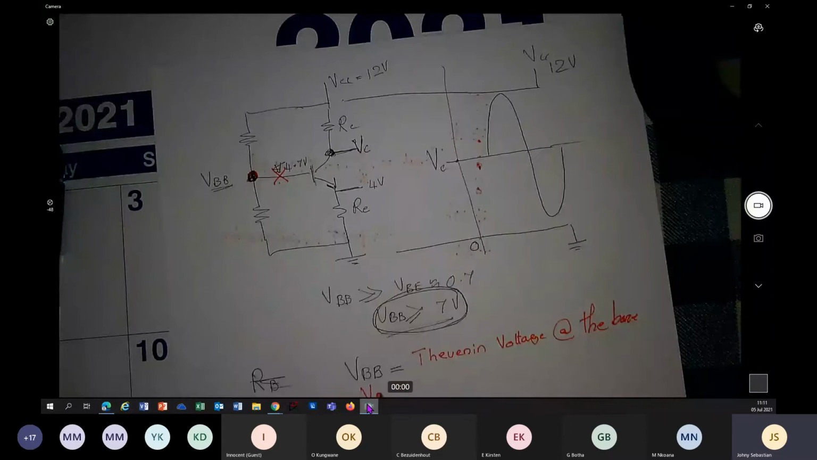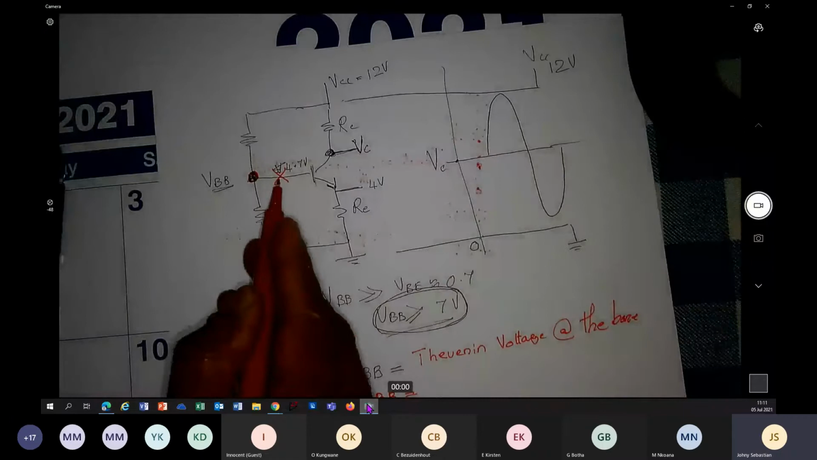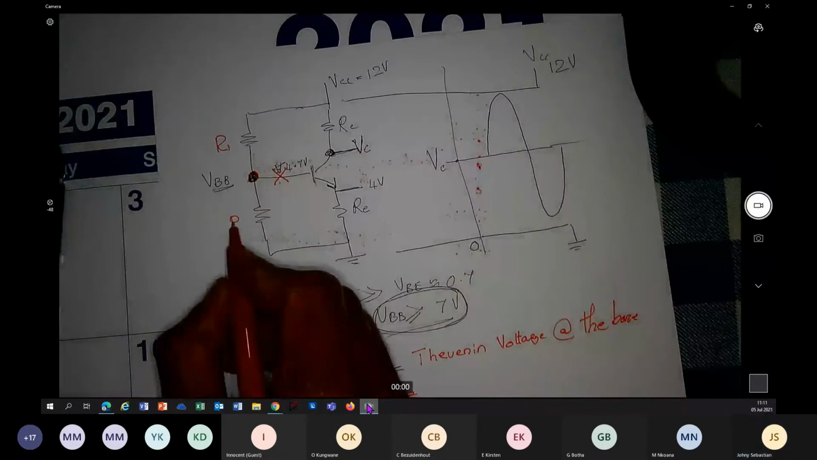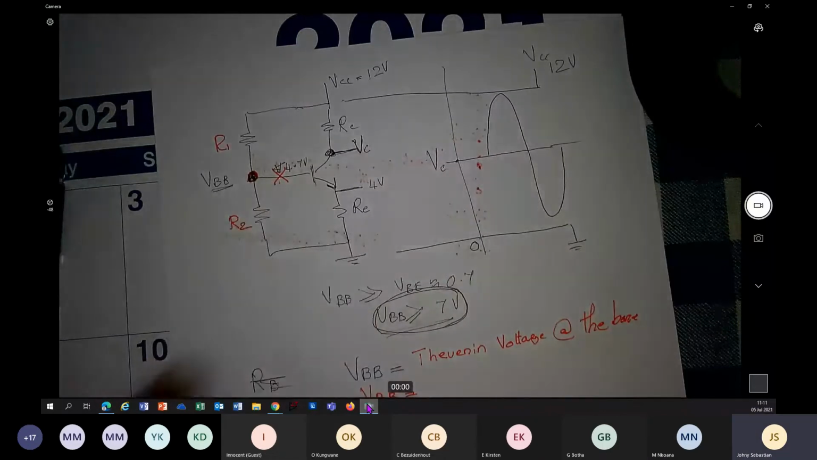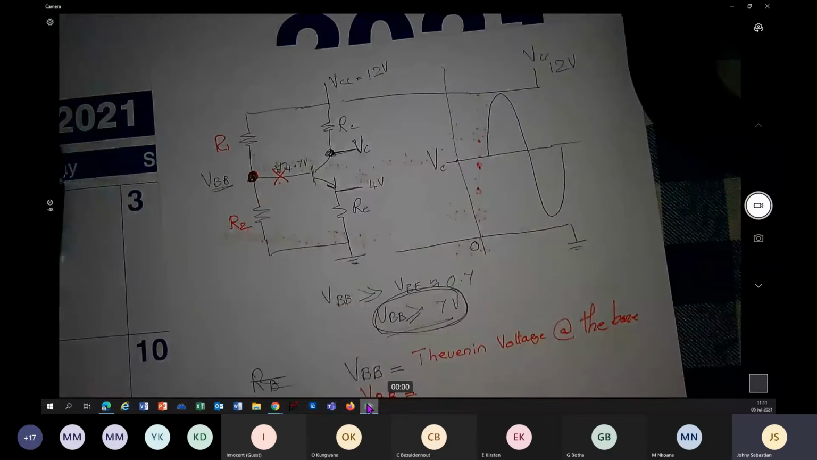So VBB, how do you find it? If you open circuit, I am going to call this one R1, this one R2. So if you have an open circuit at that point, this is just two resistors connected in series, and we call it a voltage divider. So VBB is the open circuit voltage at the base. This is going to be VCC R2 divided by R1 plus R2. That is the voltage divider expression.